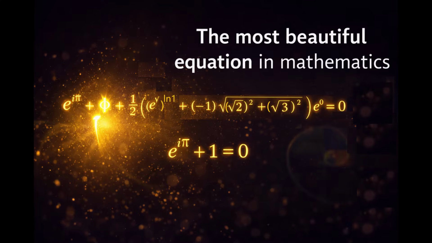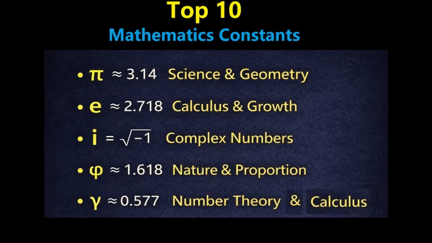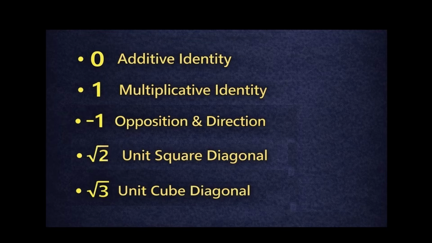I intentionally constructed an equivalent form. An equation that compresses vast areas of mathematics into a single expression. In this equivalent form of Euler's identity, we don't just see a single equation, we see an entire universe of constants. Let's walk through the top 10 mathematical constants that appear within it.